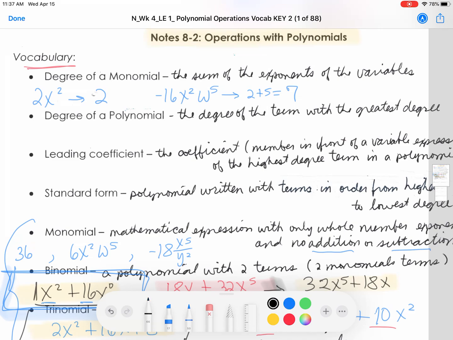So if you had a nice polynomial written in standard form, 6x squared y plus 2x squared plus 8x minus 7, the degree would be the degree of the lead term. So our degree here would be 2 plus 1, that polynomial would have a degree of 3.